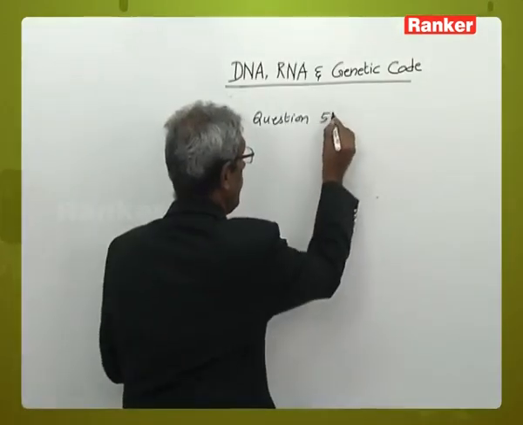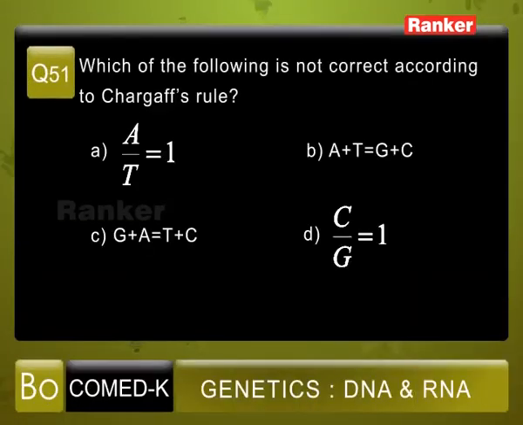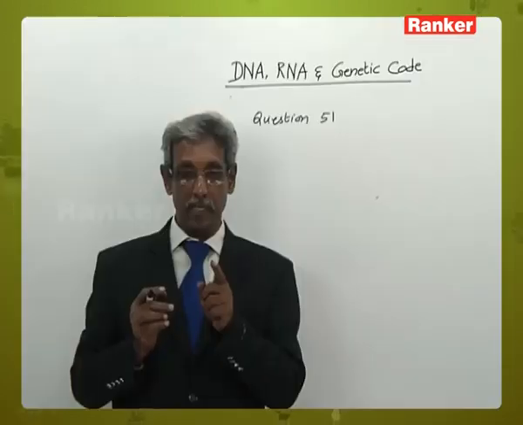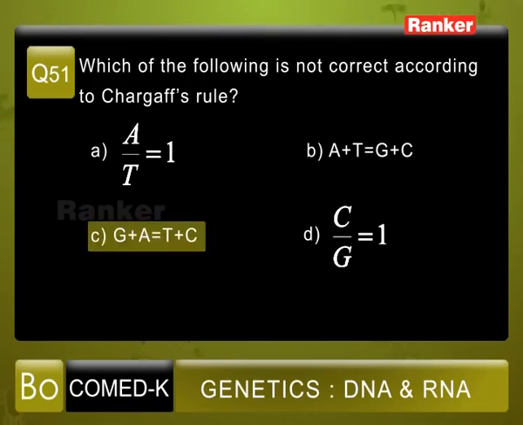Now we go to question number 51. In question number 51, it is asked, which of the following is not correct according to Chargaff's rule? Now we understand from Chargaff's rule, always the ratio of A by T is 1. So choice number A is correct. B, the total of the purines is equal to the total of the pyrimidines. A plus T is equal to G plus C. And again, C by G is also unitarily 1. Hence the choice D is correct, whereas choice C is wrong. Hence the answer is C.